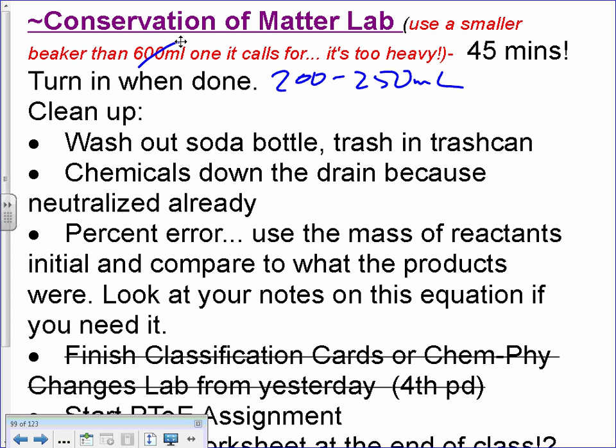Okay, so there you have all the materials in your little buckets and in your cabinets underneath. Afterwards, if you need some help figuring out where the chemicals go, let me know. But wash everything out normally.